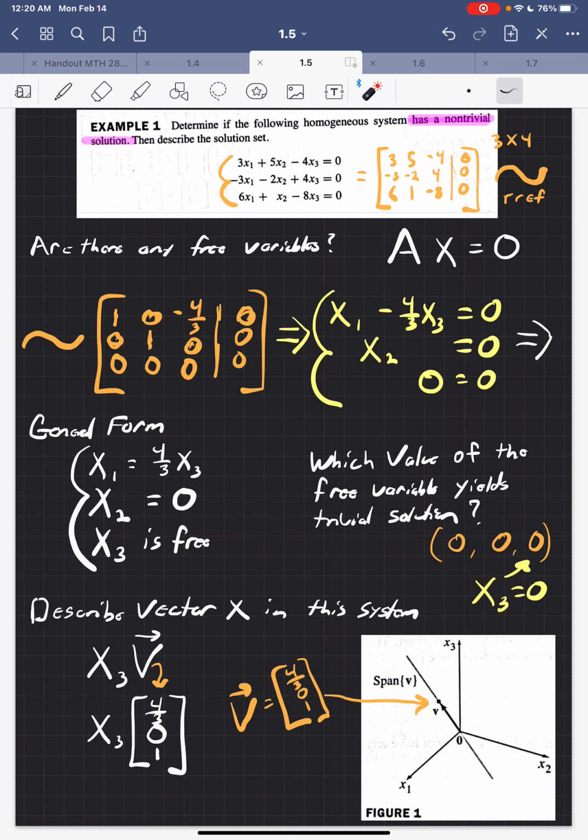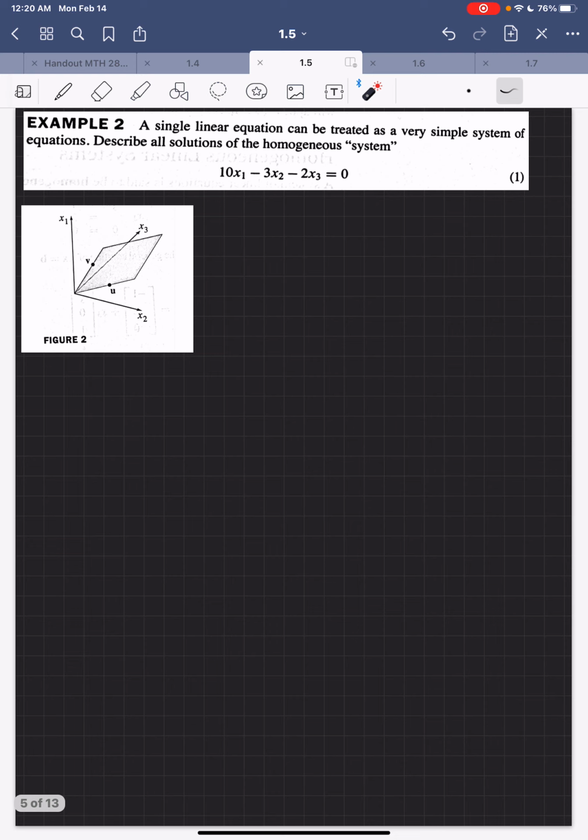Okay, so let's take a look at example 2. Let me see if I can pick up the pace a little bit, but I do want to show you the geometry. Ready? So it says, example 2, a single linear equation, which is what we have here, can be treated as a very simple system of equations. Now, we want to describe all the solutions of the homogeneous system. Homogeneous because it's set equal to 0.